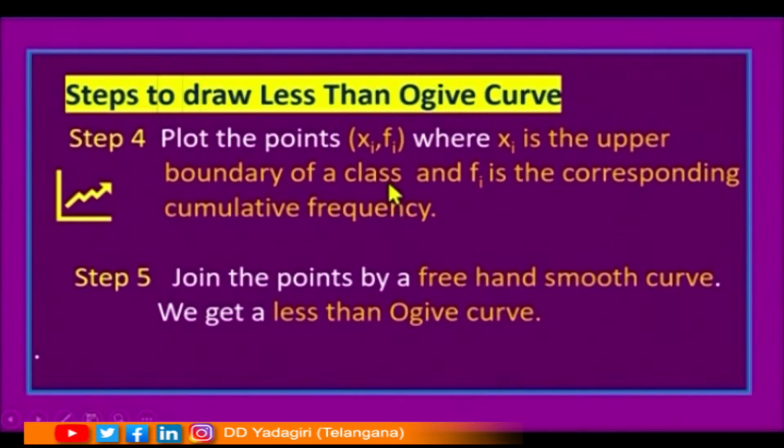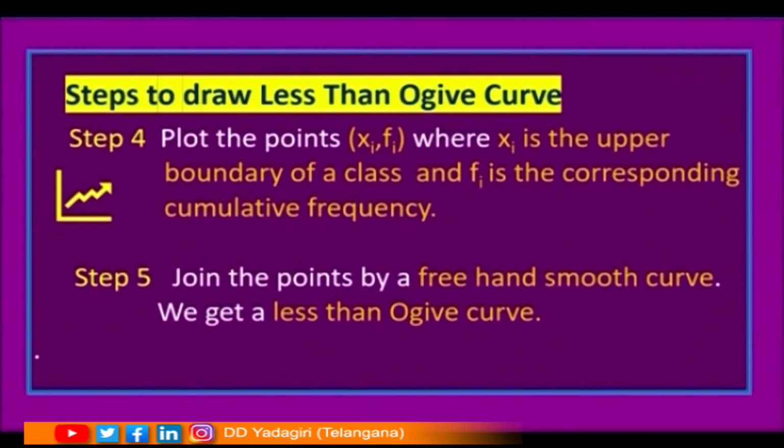Now you are going to plot the points, the upper boundaries and the corresponding cumulative frequency. So you name them as (xi, fi). You represent all these points on the graph sheet. Now we join all the points with a freehand smooth curve. The curve you get is what is called the less than Ogive curve.